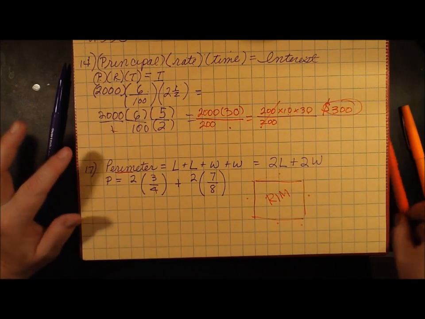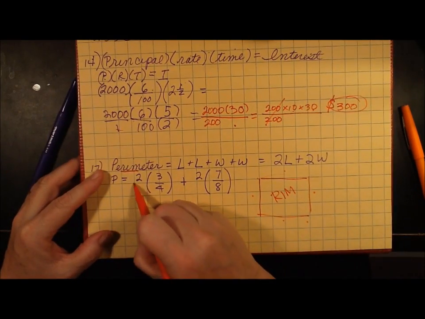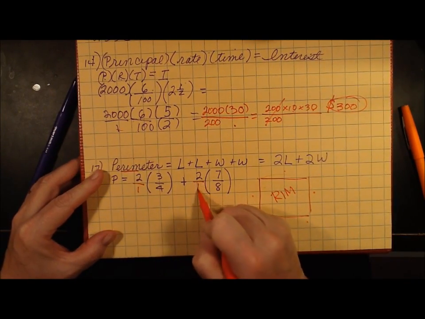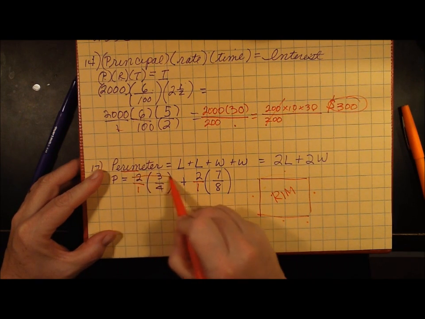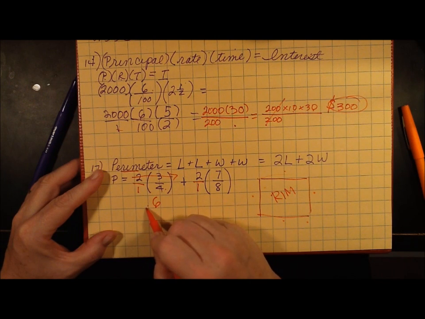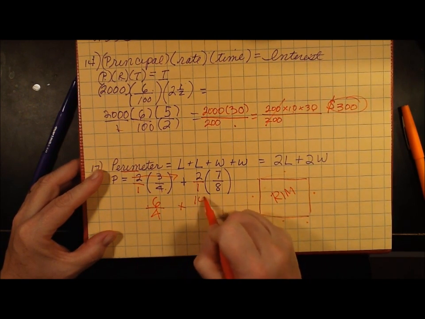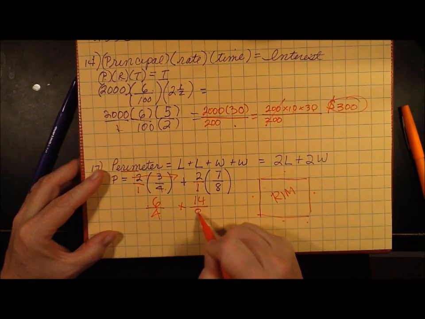In order to find that out, the first thing I'm going to do, remember PEMDAS, is multiply. And remember, this is the same as 2 over 1. I'm going to go across, and I have 6. 1 times 4 is 4. 2 times 7 is 14. 1 times 8 is 8.